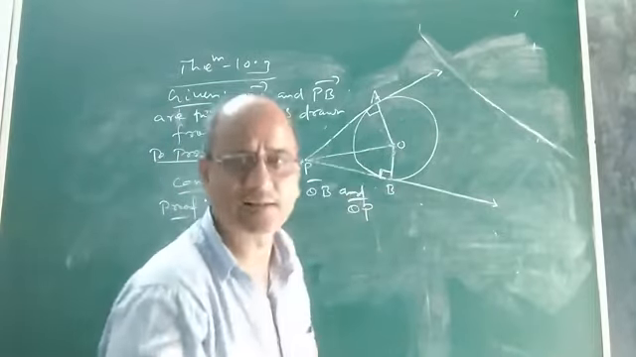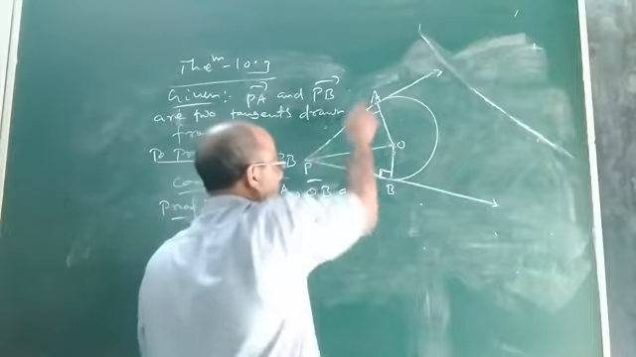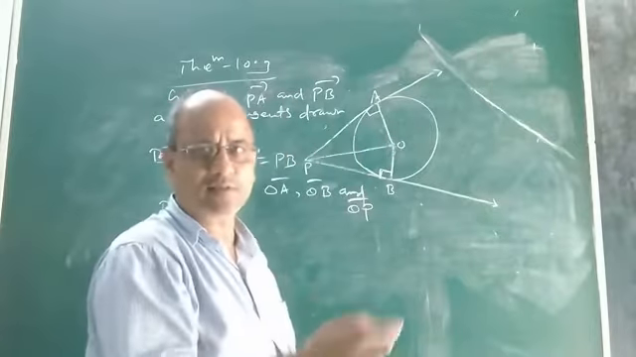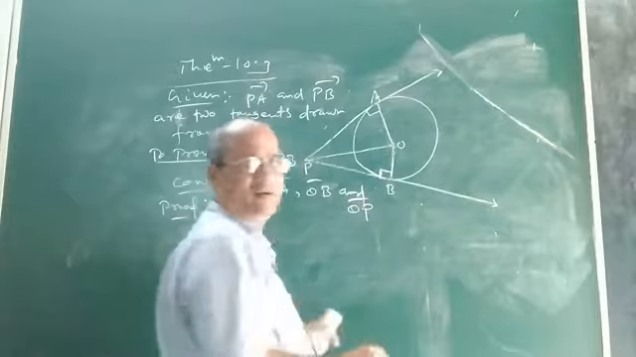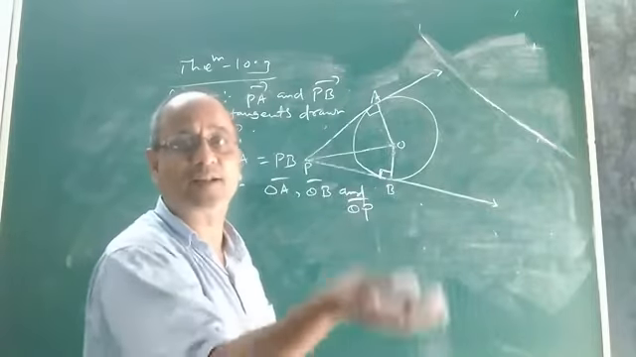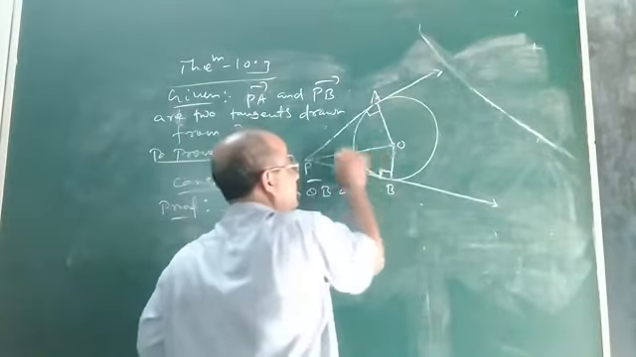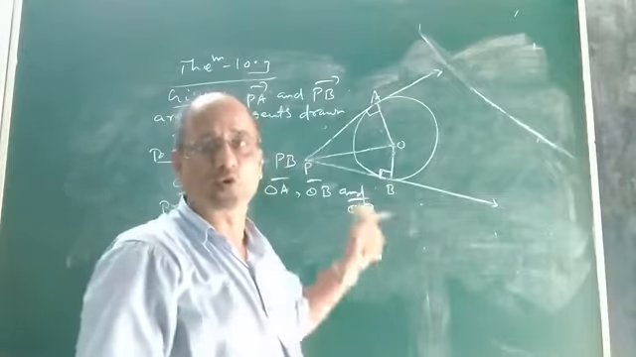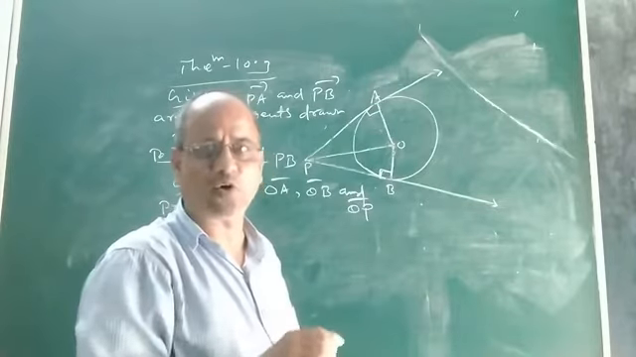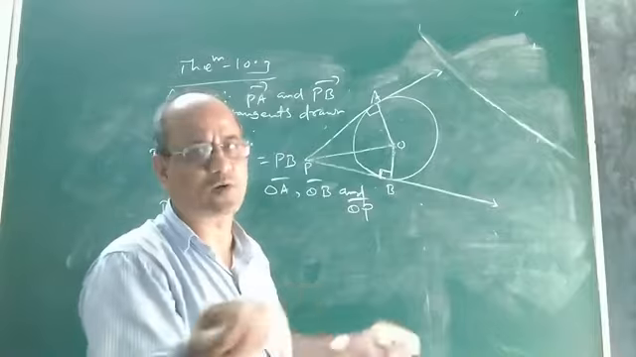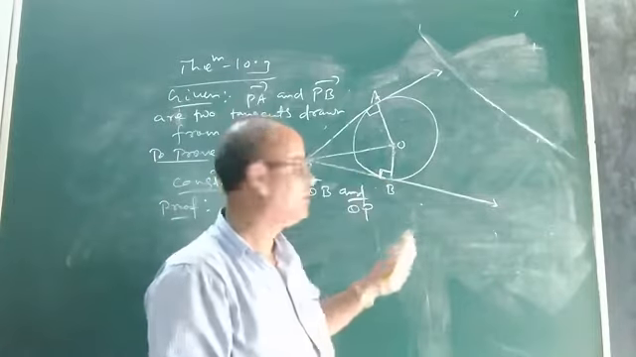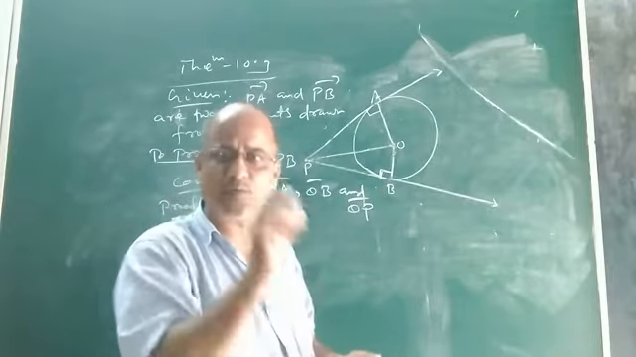And if these two triangles are congruent, automatically PA and PB will be equal, because PA and PB are the corresponding sides of these two congruent triangles. And we know if two triangles are congruent, then their corresponding parts are equal. So it follows that PA will be equal to PB. In this way we can prove it.